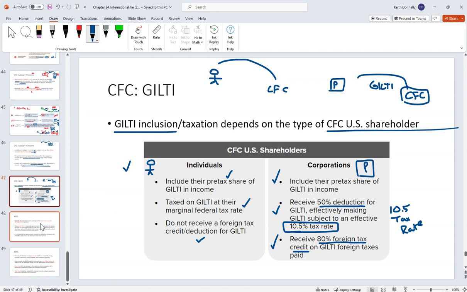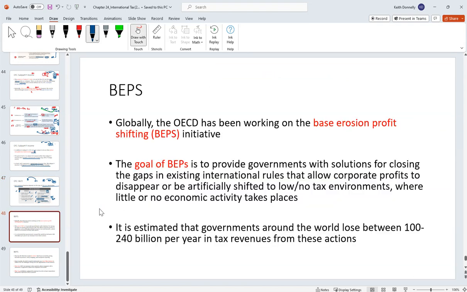Finally here, let's talk a little bit about BEPS. This is the Base Erosion Profit Shifting Initiative. This is through the OECD.